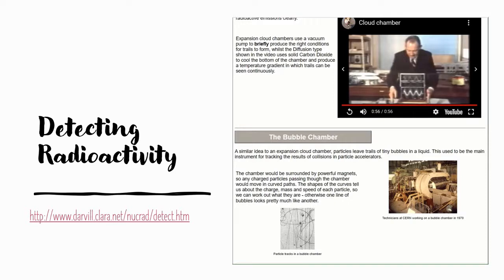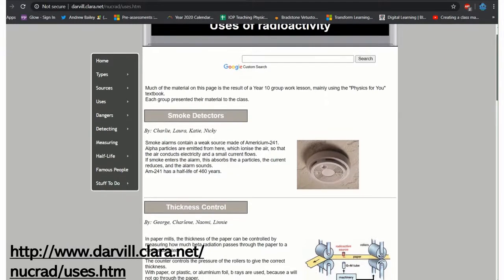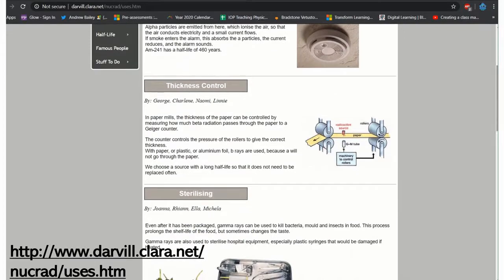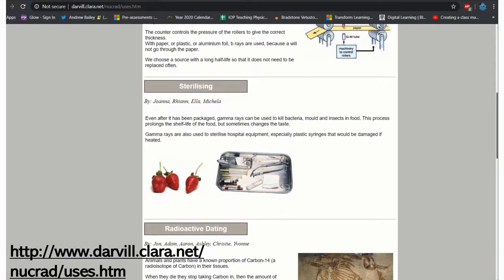All this material is available from darville.clara.net. It has great resources on uses of radioactivity. As you can see, uses of radioactivity include smoke detectors, thickness control on such things as paper, aluminium foil, etc. Radiation can be used to sterilize materials and fruit, such as medical equipment and strawberries.